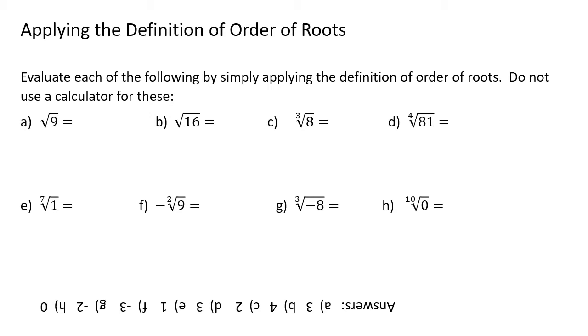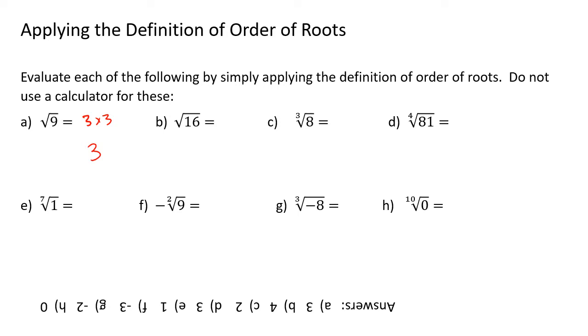So our first example is the square root of 9. What number multiplied by itself, twice, would give you 9? In this case, I think 3 times 3, which means the square root of 9 is 3.